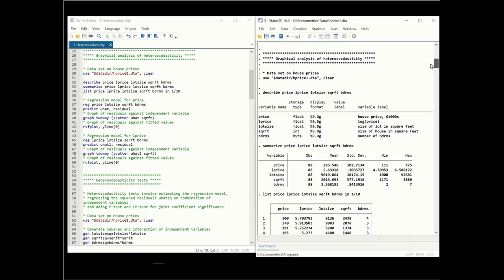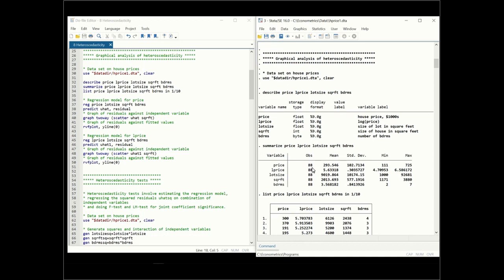So here we have a data set on house prices. The dependent variable would be either house price in thousands of dollars or log of house price. And then we would have 3 independent variables, including lot size, which would be the size of the lot in square feet, square footage of the house, which will be the size of the house in square feet, and the number of bedrooms. These would be the 3 independent variables.